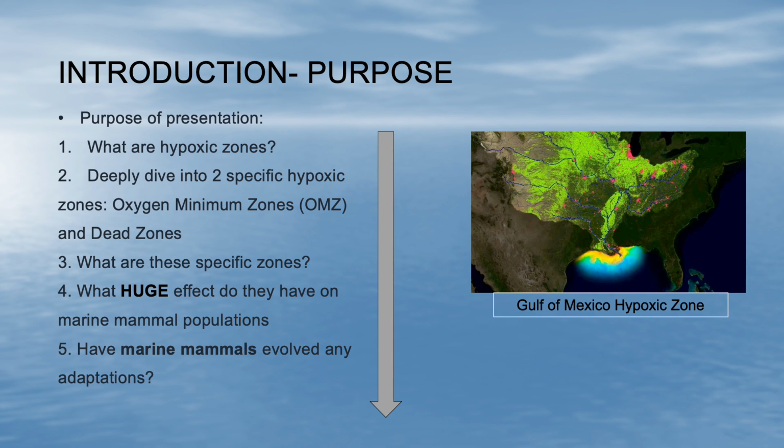These hypoxic zones threaten marine mammal life, but marine mammals have also found adaptations to counter the deadliness hypoxic zones have to offer. On the right side of the slide, you can also see the Gulf of Mexico hypoxic zone, which we will touch on later, and it's formed by human output and is an example of a dead zone.